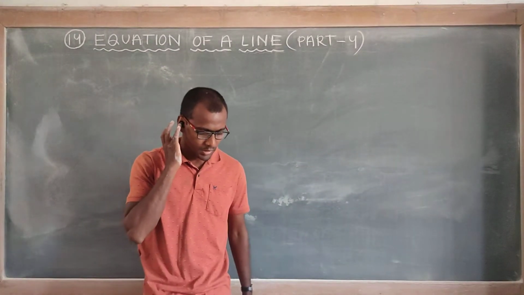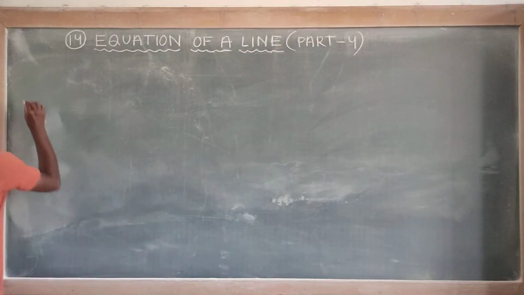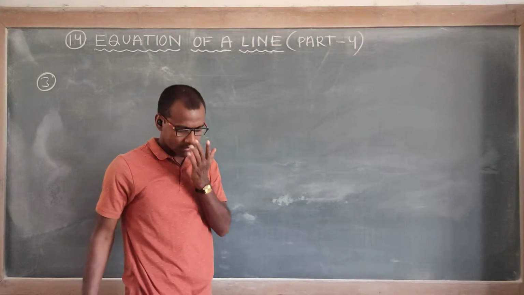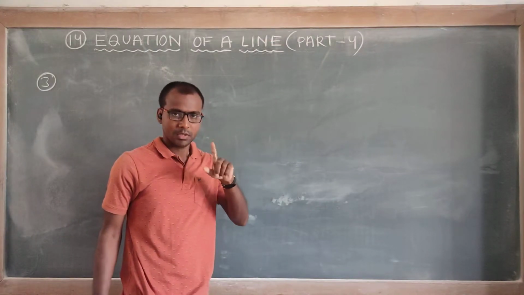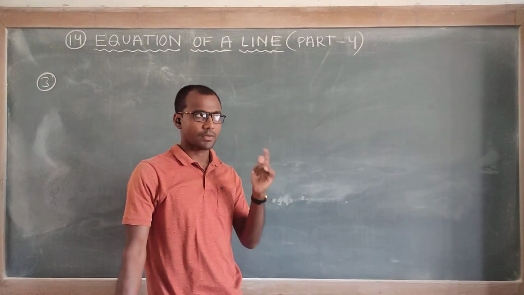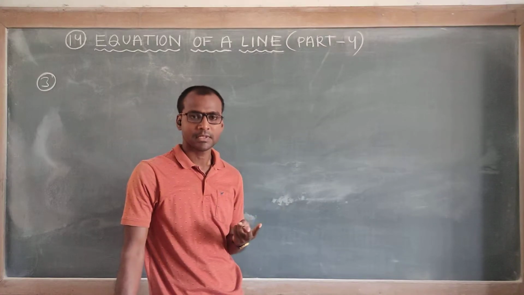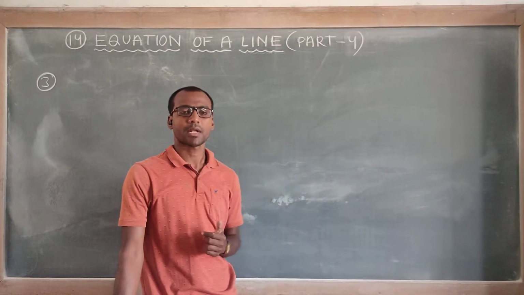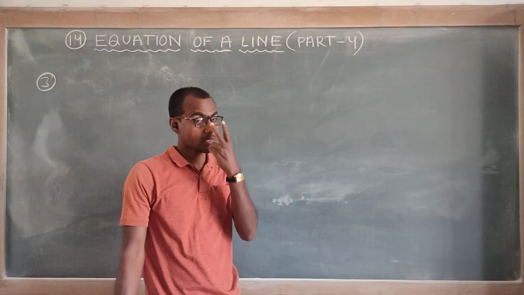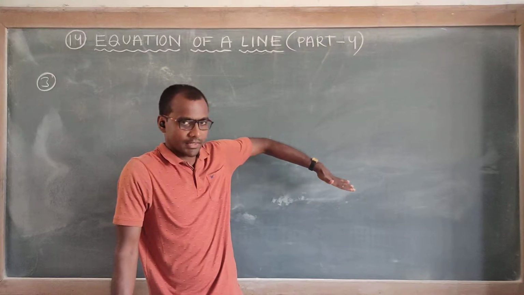Next, move to question number 3. Question number 3. A line 5x plus 3y plus 15 is equal to 0. Now looking at the coefficients of the variables x and y, 5 and 3, both are positive. I told in the previous question that if both the coefficients are positive and the equation is in the standard form, then the slope will be negative.